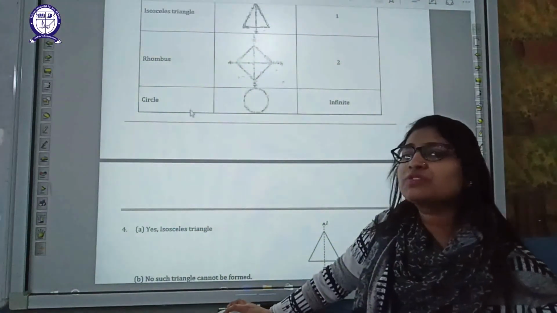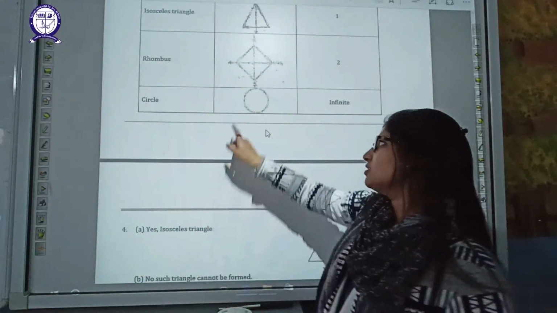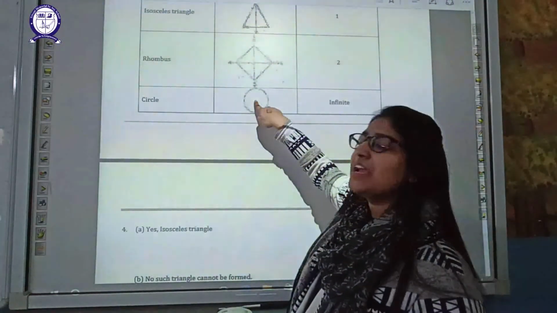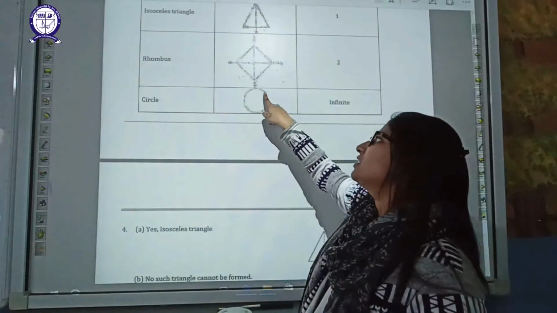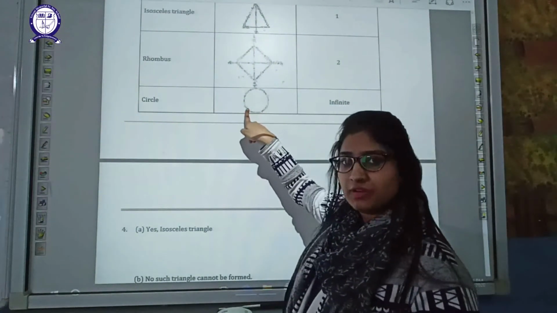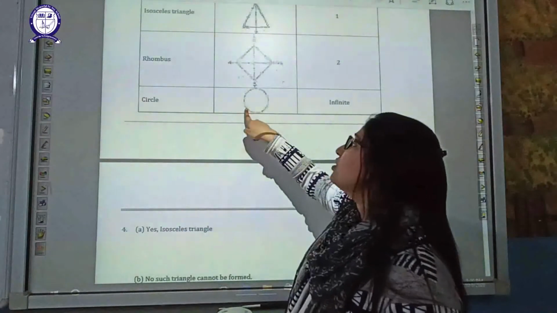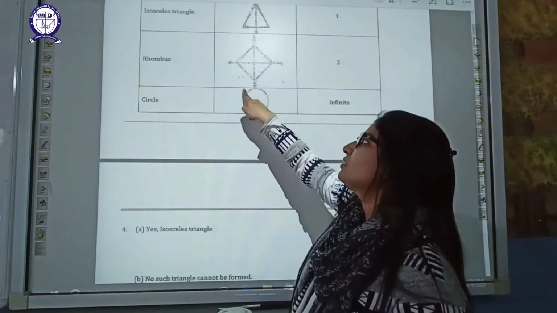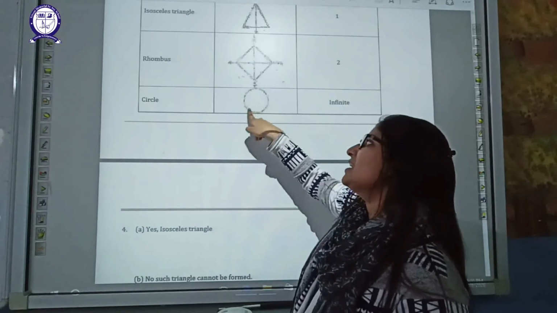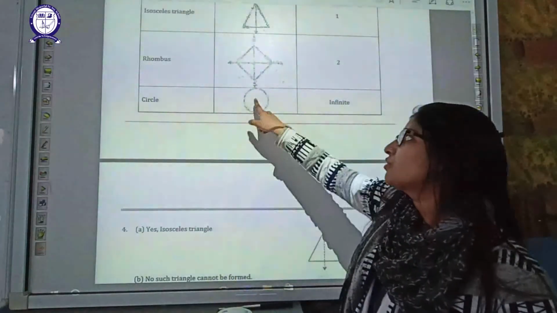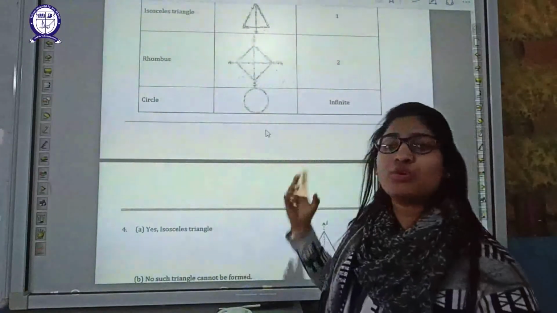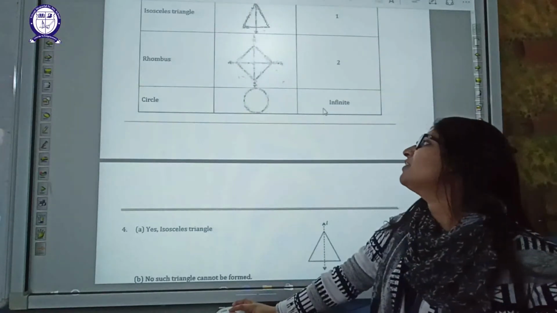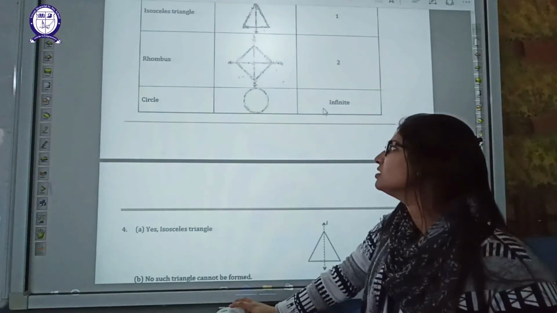Now students, in the case of the circle, suppose this is the center. So any line passing through the center and touching two points of the circle will be a line of symmetry. So we can draw infinite lines of symmetry, students. You can draw vertical, you can draw horizontal, you can draw diagonals, and you can draw so many lines of symmetry, because from one point we can pass so many lines, right? So how many lines of symmetry are there in the circle? Infinite lines of symmetry are there in the circle.